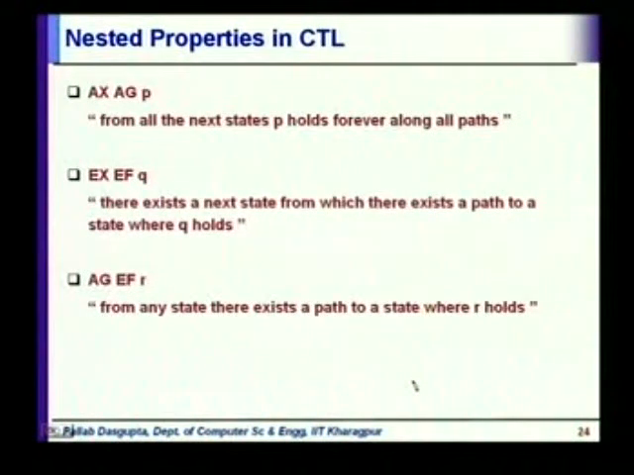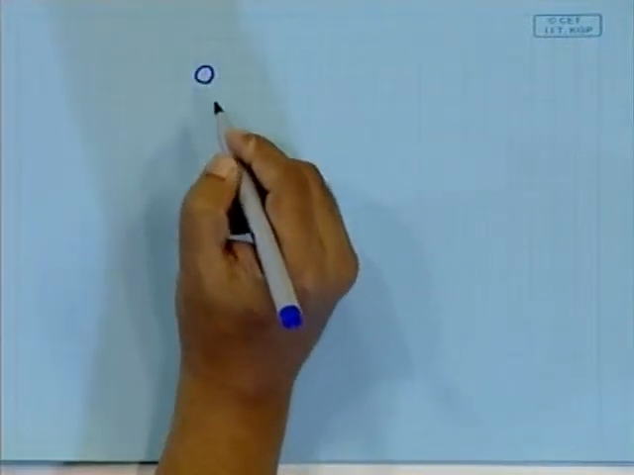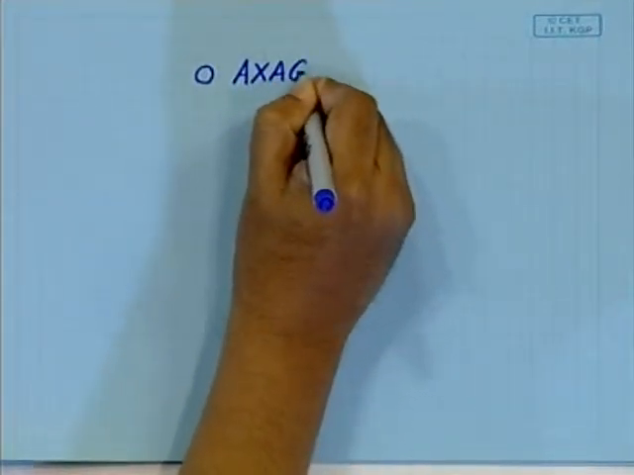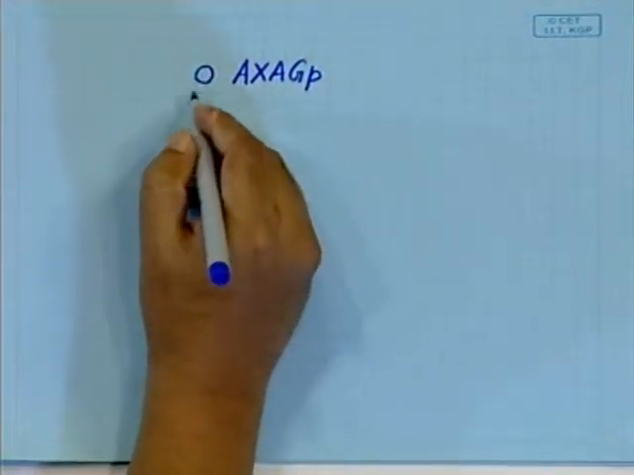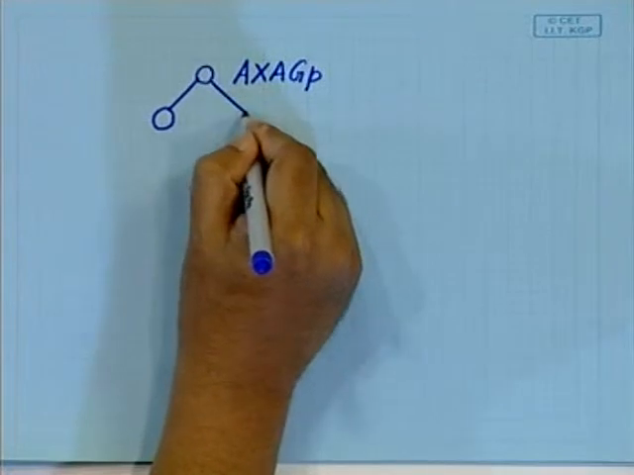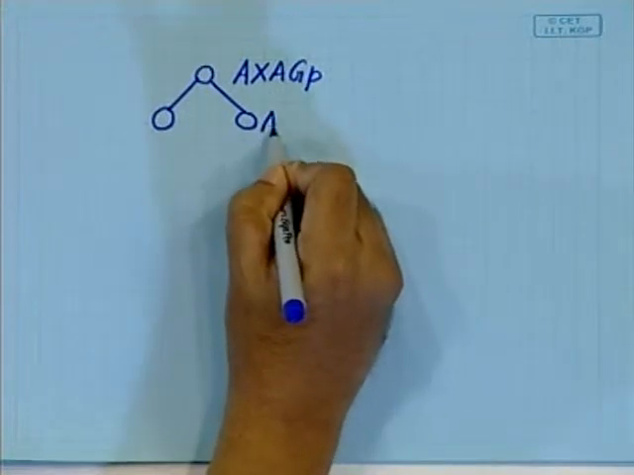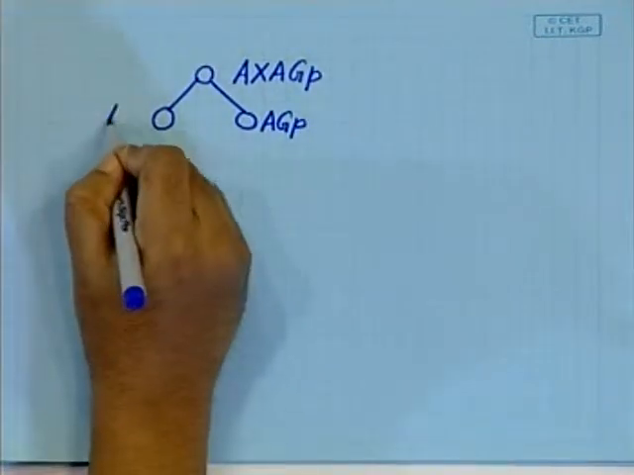Let us look at these nested properties. AXAGP says that from all the next states, P holds forever along all paths. Right? AXAGP. So, what would it look like? If this is my start state, the state on which I am checking AXAGP, then suppose these are the two next states, 2 or 3 whatever next states, then this must satisfy AGP, this must also satisfy AGP.